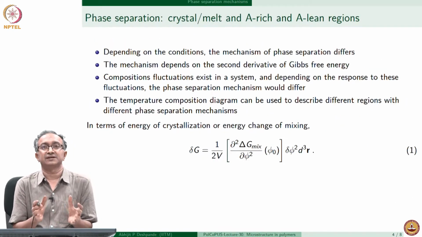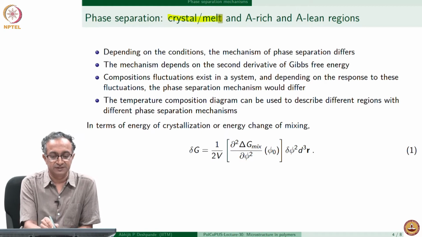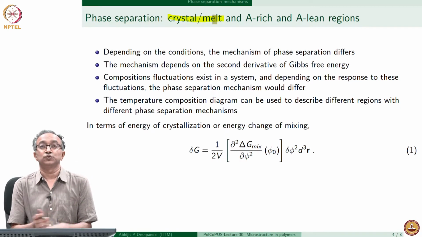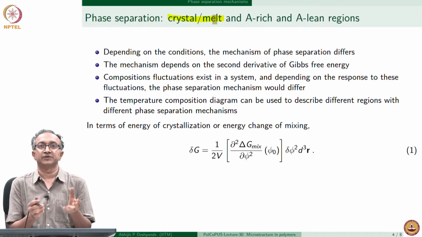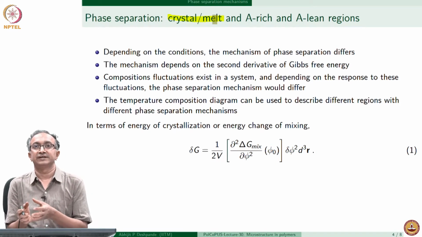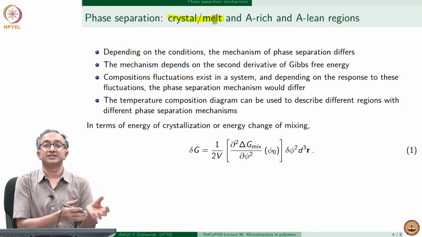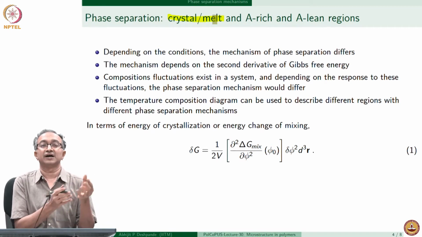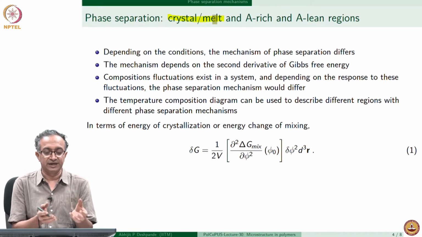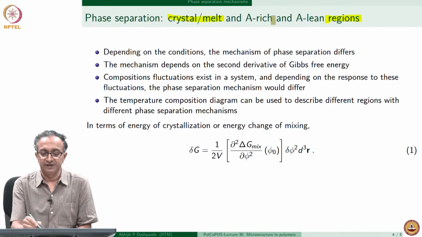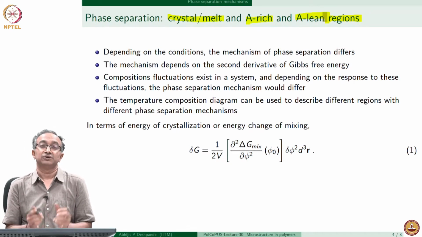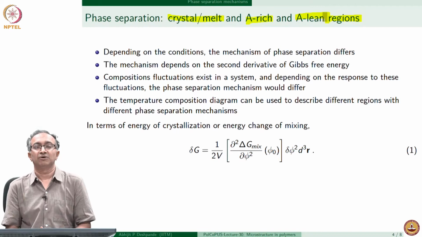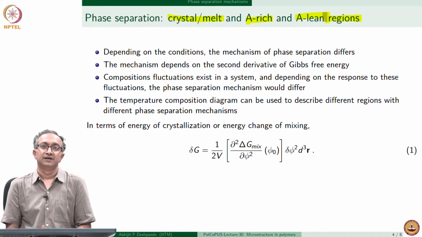One of the things that is important is when we look at the crystal melt transition to a solid phase, because in the case of a semi-crystalline polymer, we are going from a molten state, which is completely random, to a semi-crystalline state where we will have a distribution of glassy and crystalline states. Or in the case of a blend, where we look at the two domains of the blend, it is of interest to know the distribution of these crystalline and amorphous regions, or A-rich and A-lean phases.